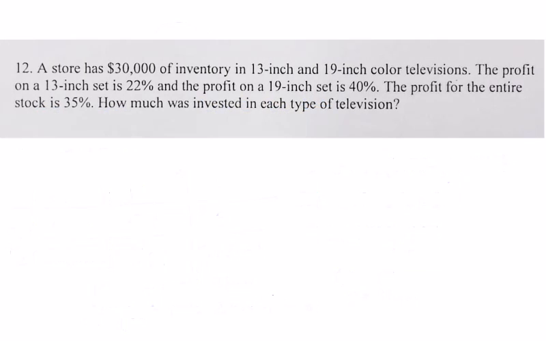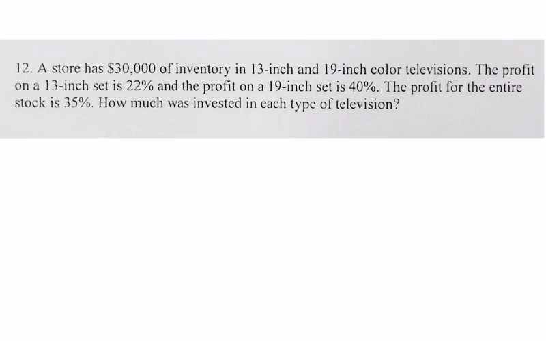All right, let's take a look at the other problem in your study guide. And so you've got this store that's dealing with all kinds of good stuff. And so it's dealing with televisions, and the store has 30,000 of inventory invested in that 13-inch and 19-inch color televisions. The profit on a 13-inch set is 22%, and the profit on a 19-inch set is 40%. The profit for the entire stock is 35%. How much was invested in each type of television?